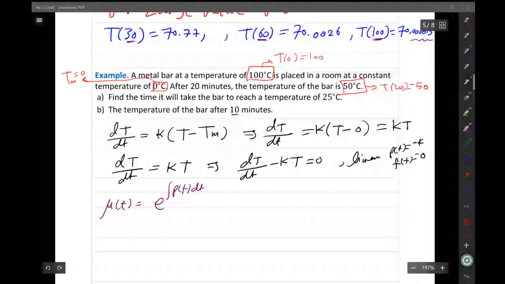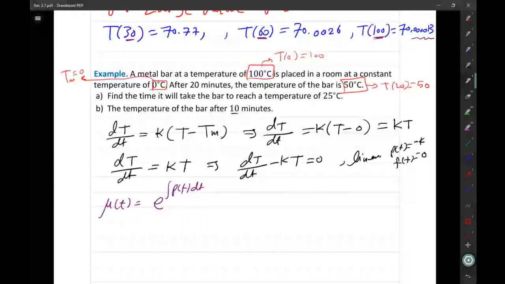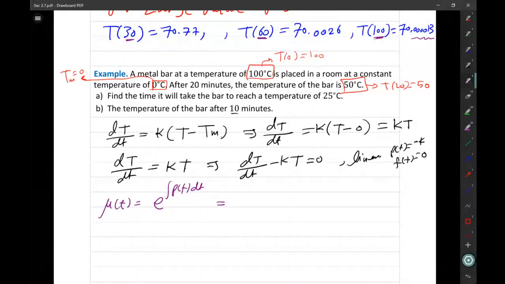Any question? Okay, Professor, just to make sure, we are using Tm to model the room temperature, right? Yes, Tm is the room, and T is the temperature of the metal bar. Yes, of course, Tm is the surrounding medium here.